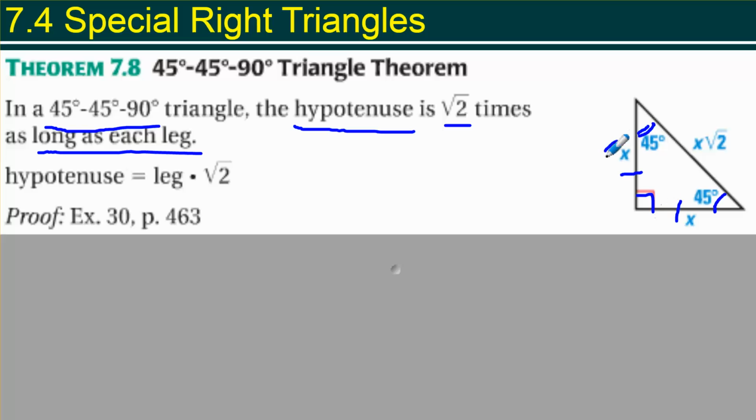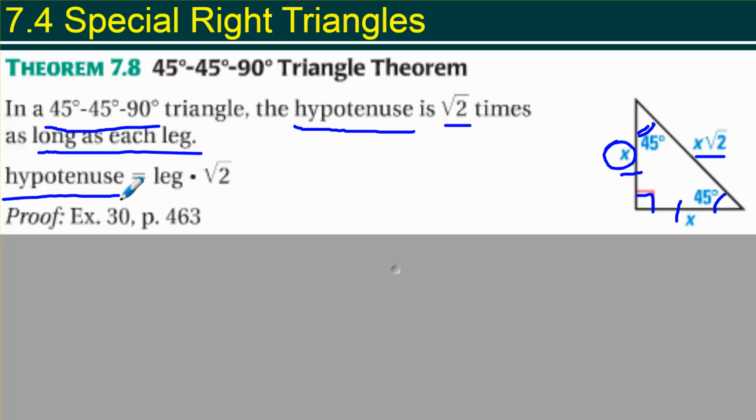So once we know the leg length, we can just multiply that by the square root of 2 to know the hypotenuse. This is super helpful when we are solving for problems where we don't have all the information, and it's actually easier to do this than it is to solve using the Pythagorean theorem, which is always our fallback method.